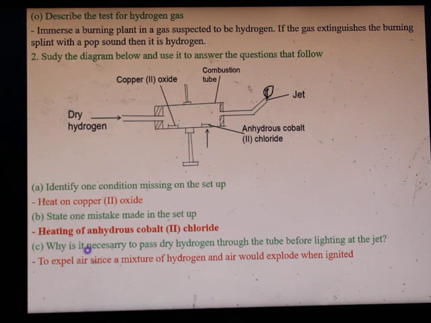Question C, explain why it is necessary to pass hydrogen through the tube before lighting at the jet. So hydrogen should be passed through the combustion tube before lighting this jet here, to expel air, since a mixture of hydrogen and air will explode when ignited.